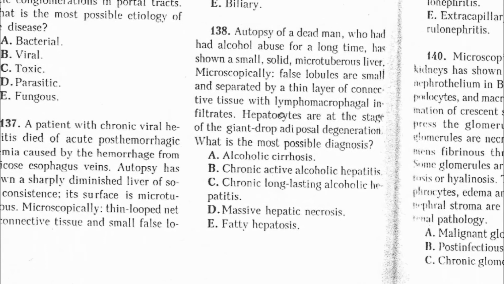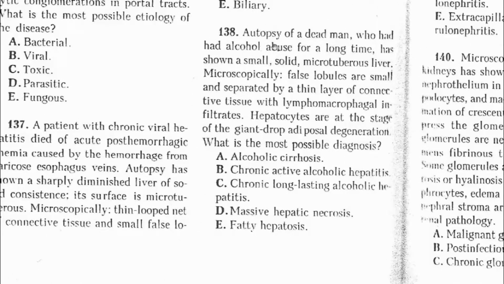38. Autopsy of a dead man who had alcohol abuse for a long time has shown a small solid microtuberous liver. Microscopically, false lobes are small and separated by a thin layer of connective tissue. So what is the stage? Of course, alcoholic cirrhosis. Cirrhosis is accompanied with what? Alcohol, most of the time.